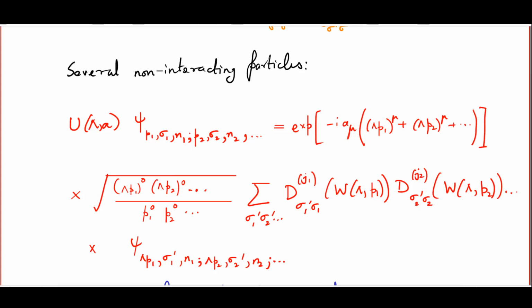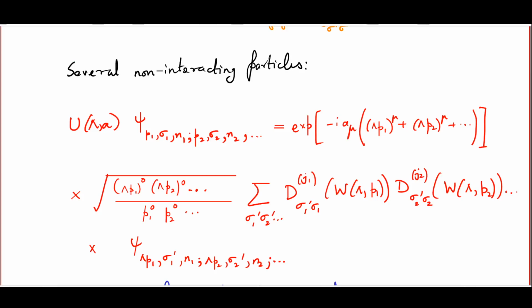The factor which takes care of the normalization, square root of λP0 by P0, occurs here again, but you have one such factor for every particle: λP1 0 by P1 0, λP2 0 by P2 0, and so on. And then you have a superposition of lots of states. In each of these states, the momenta have changed to λP1, λP2, λP3, etc. But you have a superposition of all different kinds of sigma values.